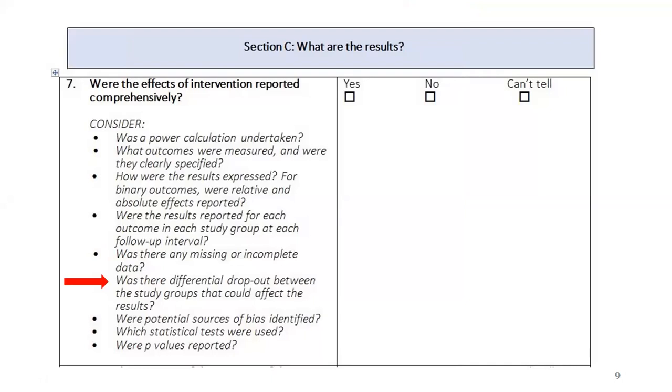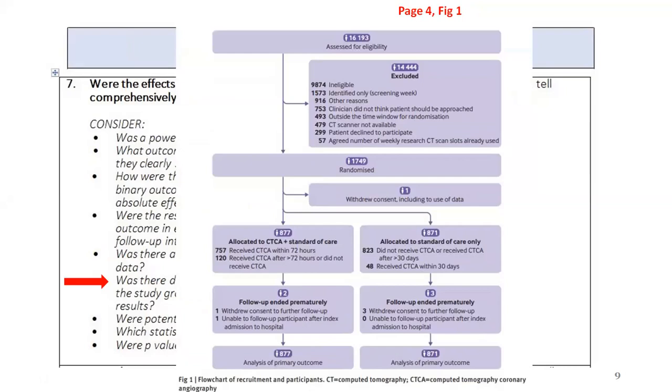Next is, was there differential dropout between the study groups that could affect the result? So if you go to page number 4, figure 1, then you will get this larger data. So basically they have recruited a lot of patients, 16,193, but they have randomized 1,749.